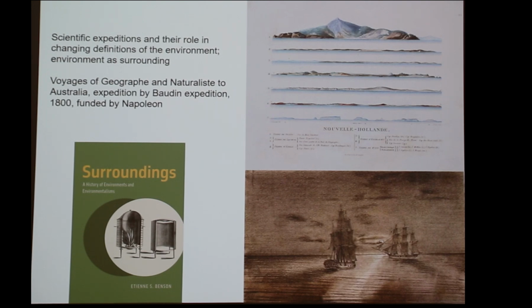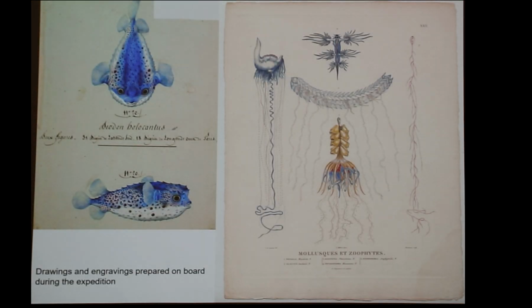Back to the surroundings, notion of the environment as surroundings. In this definition, scientific expeditions play a very important role. And here's an example that I will be looking at, Voyages of Geograph and Naturalist to Australia, which was an expedition by Baudin, funded by Napoleon, along with several other expeditions. Australia was here recognized as Nouvelle-Hollande, and they developed two ships. But I'm particularly interested in the drawings and engravings prepared on board during this expedition.